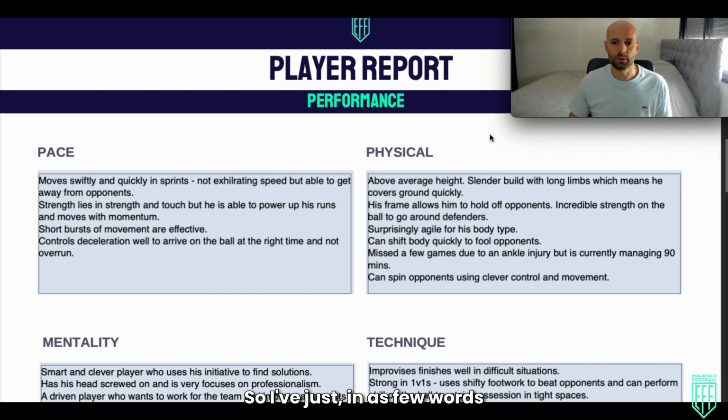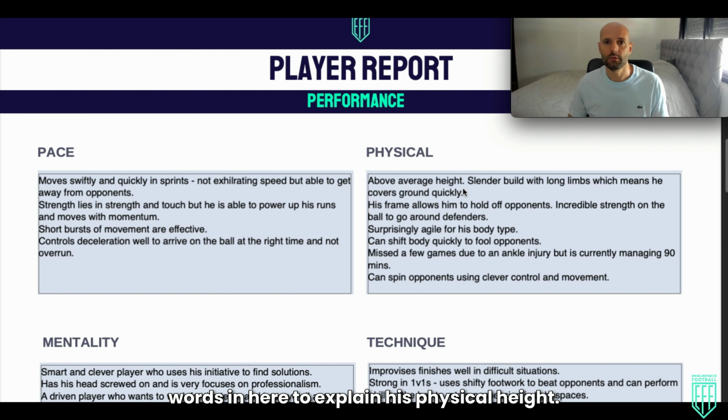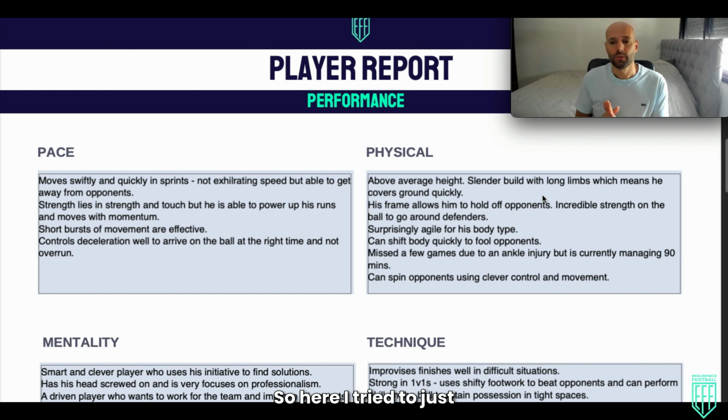So I've just, in as few words as possible, said above average height. I tried to get the least amount of words in here to explain his physical height. Slender build with long limbs, which means he covers ground quickly. So here I tried to just summarize what his ability, his strength, his frame means. So his body frame allows him to do this.